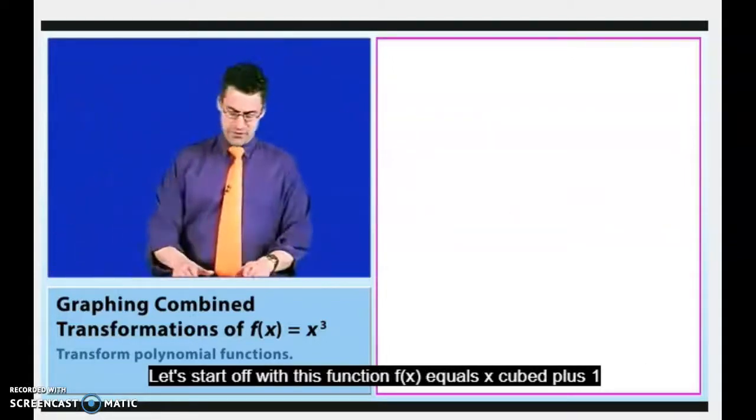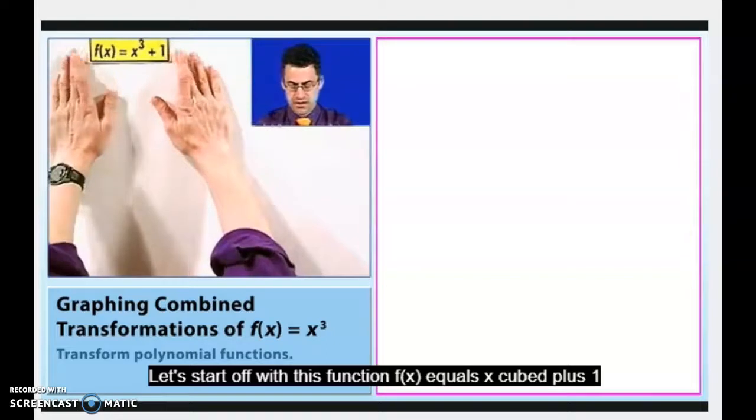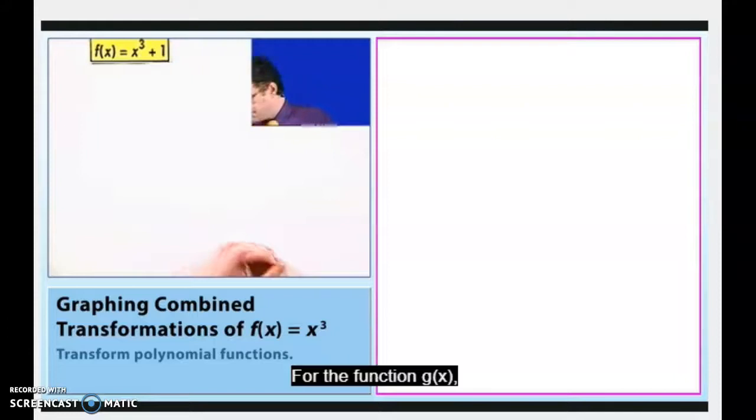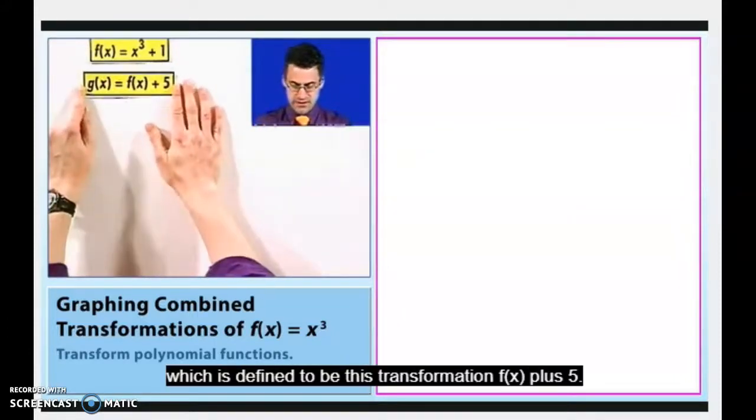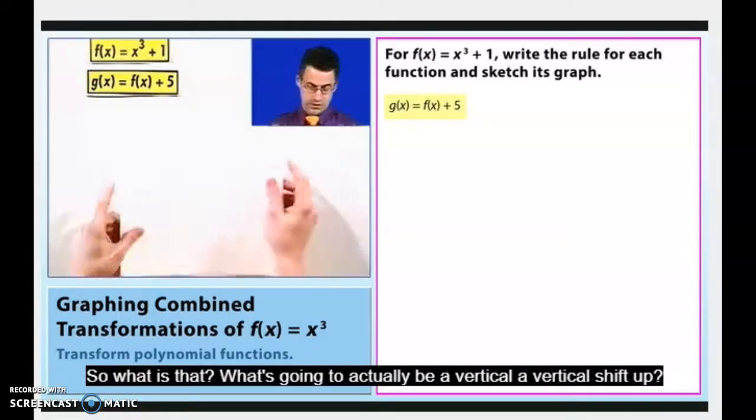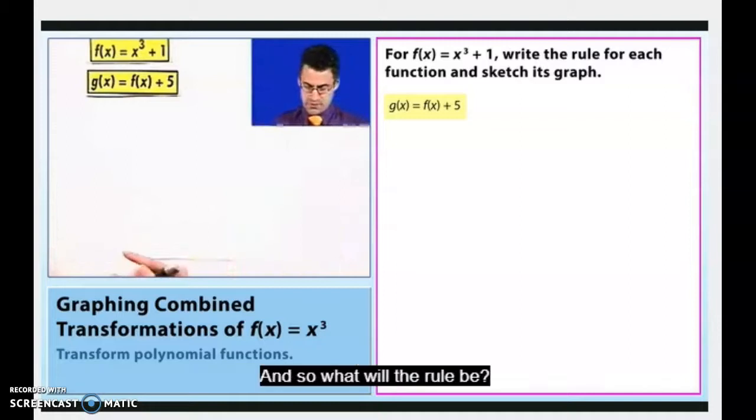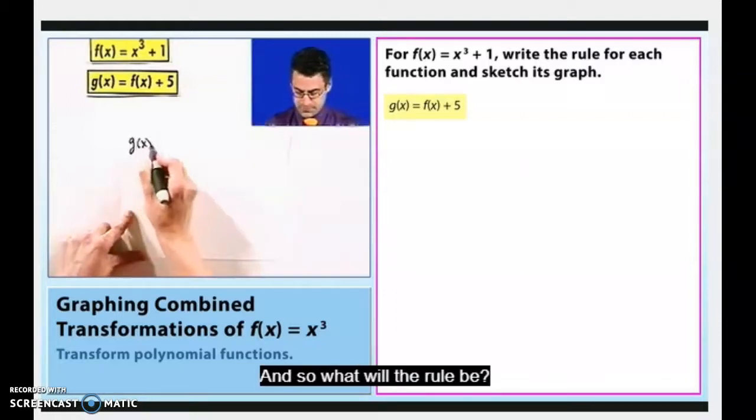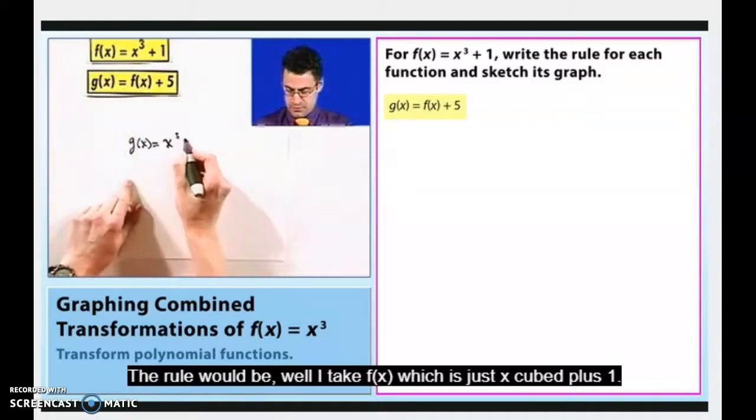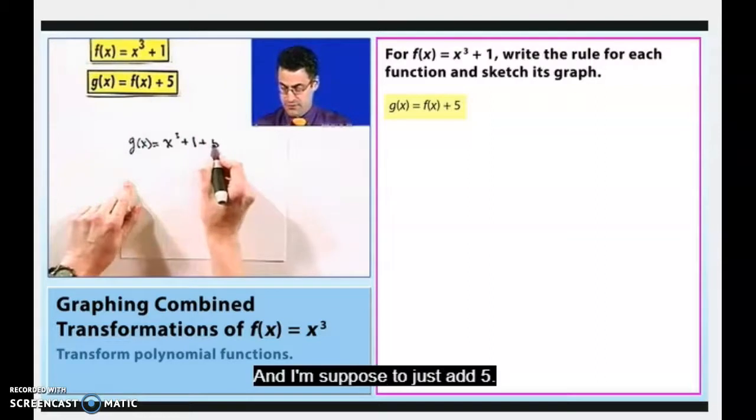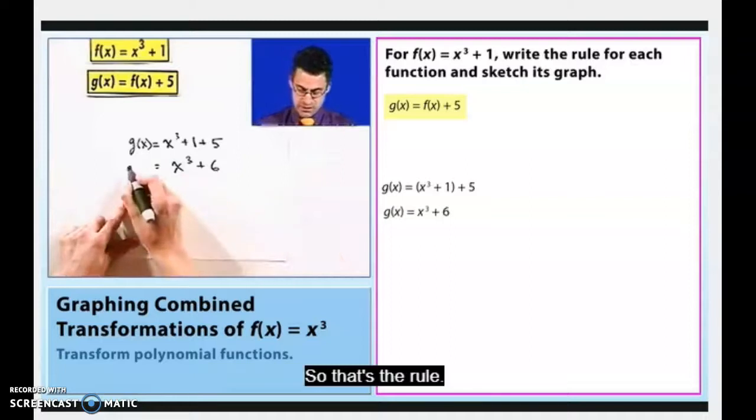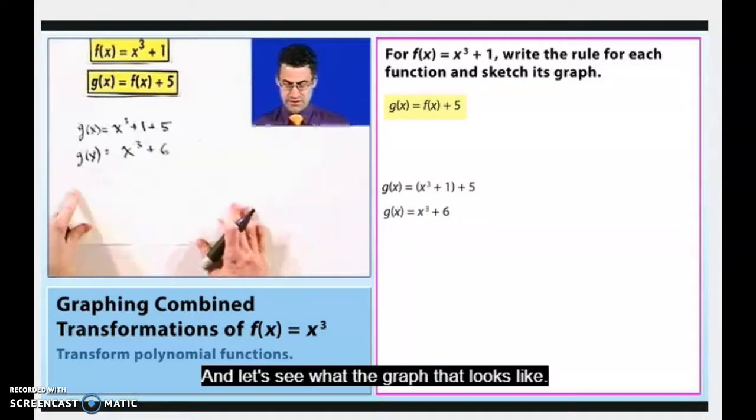Let's start off with this function f of x equals x cubed plus 1. And I want us to now write a rule for the function g of x, which is defined to be this transformation, f of x plus 5. So what is that? Well, it's going to be a vertical shift up. And so what would the rule be? The rule would be, I take f of x, which is just x cubed plus 1, and I'm supposed to just add 5. So when I do that, I see x cubed plus 6. So that's the rule. And let's see what the graph of that looks like.